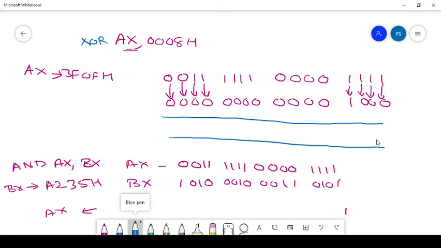1 1 means 8 plus 4, 12, that is C, 5 F, 13 is D. So this is the answer for NOT AX, and this will be stored in the AX content. So this is about the basic logical instructions which we have discussed now. Now we'll go for some other logical operations.